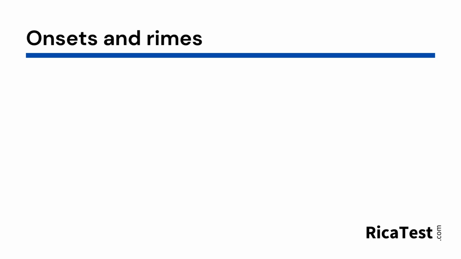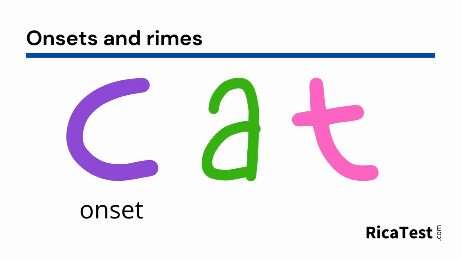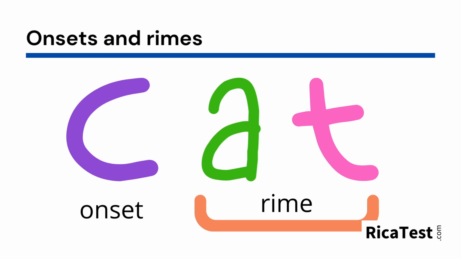An onset is the initial phonological unit of any word. For example, the C in cat. The rhyme is the string of letters that follow that onset. For example, the AT in cat, at.